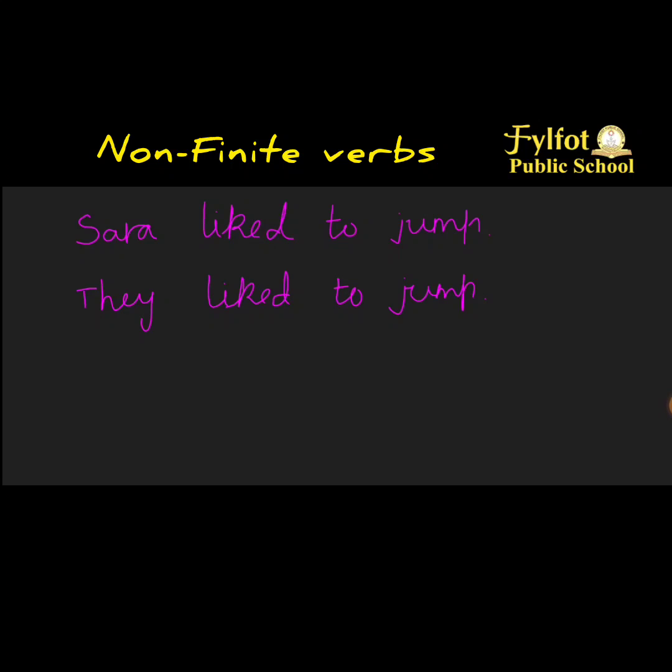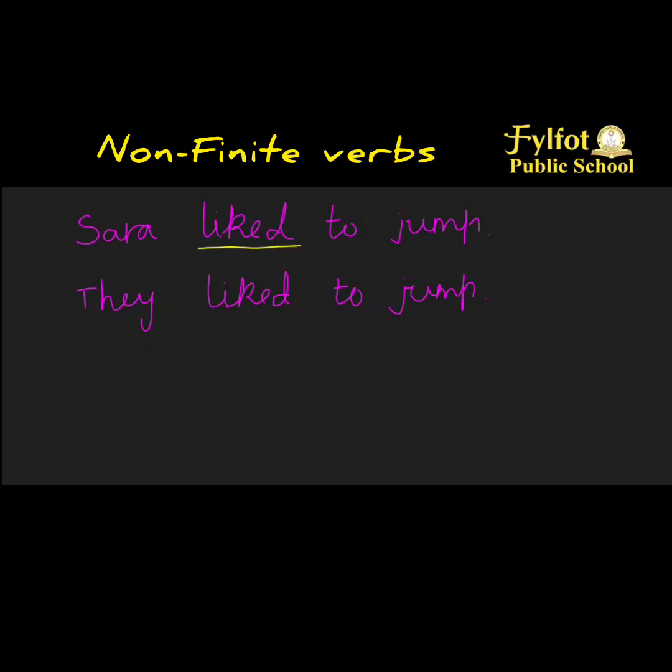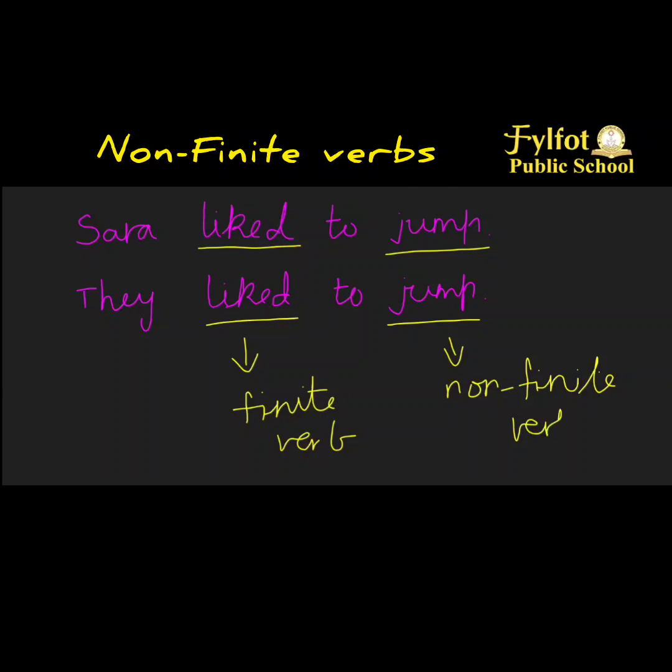Now look at these two sentences. Sarah liked to jump, they like to jump. The verbs are liked, liked, jump, jump. As usual, liked is a finite verb as it represents a tense, which is past tense, and agrees with the subject, and jump is a non-finite verb. It does not indicate any tense and does not change with the subject. The subjects are Sarah and they. I hope you're clear and understand the difference between finite and non-finite verbs.